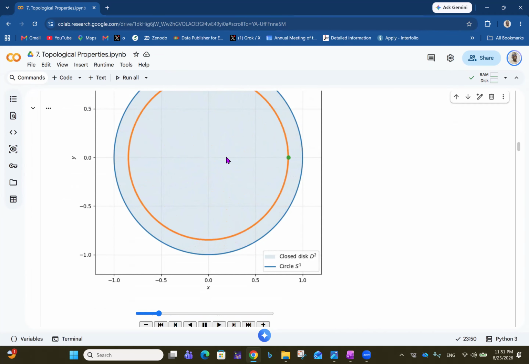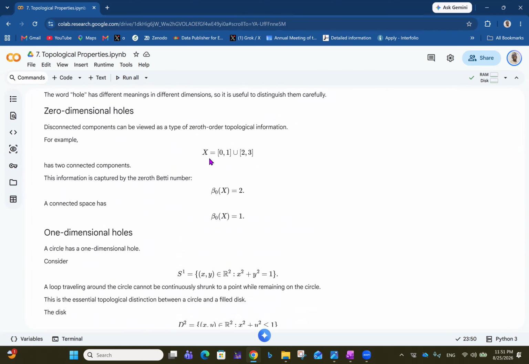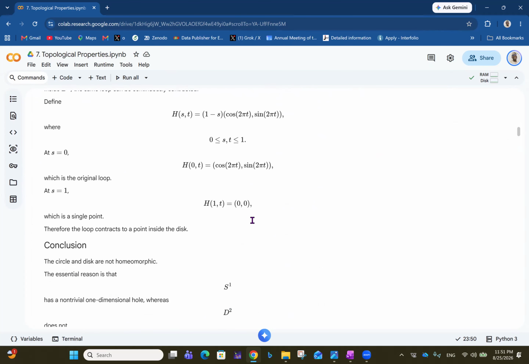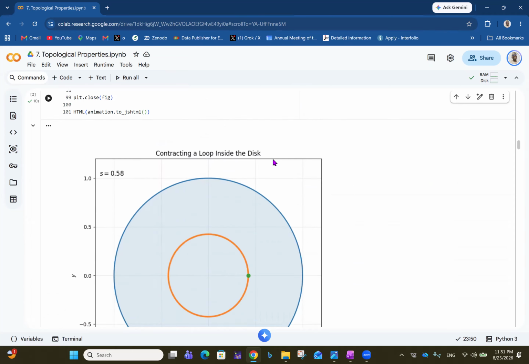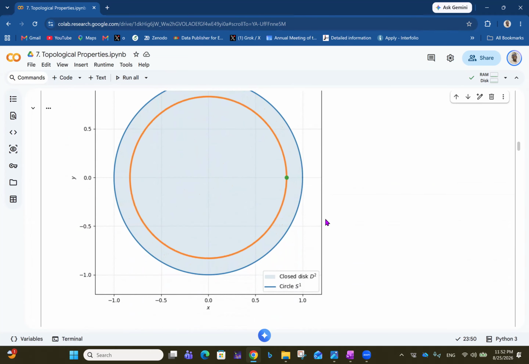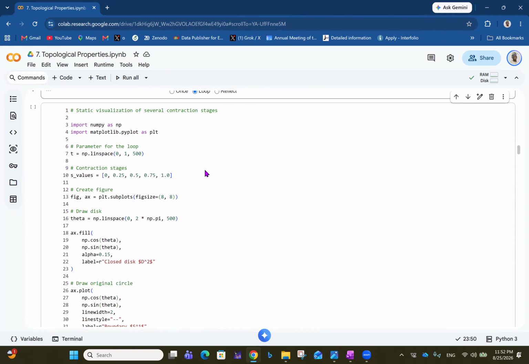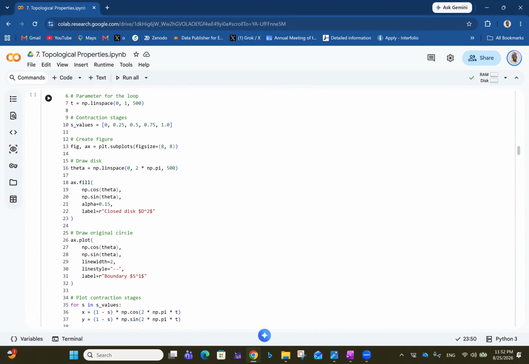As the radius is reducing, it's going into the center. And that is where, at 0, from what we had up there for the math, right? At 0, where is that? Yeah, here. At 0, you have cos 2 pi t, sine 2 pi t. That's the whole circle. But at 1, it becomes 0, 0. And that is why you see this shrinking into the origin. It disappears into the origin like that. But a better way to even see this is we can have a static visualization of several contraction stages, so that we see a static diagram that shows how all of that is happening.